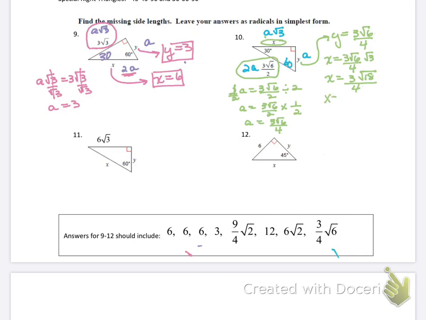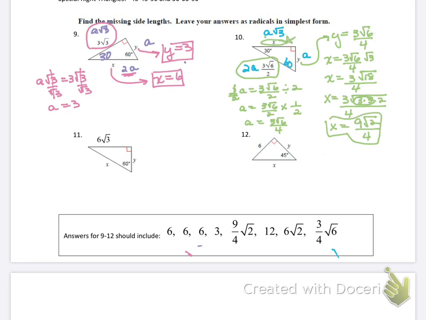So x is going to equal 3 times, 18 is 9 times 2, but 9 is 3 times 3 times 2. Okay, that's still 18. Circle the 3, that's going to come out as a 3. Since you already have a 3 out there, you're going to multiply the two 3's together and get 9. You have a root 2 left inside, and you have a 4 on the bottom. And that is your answer for x, which goes right here.